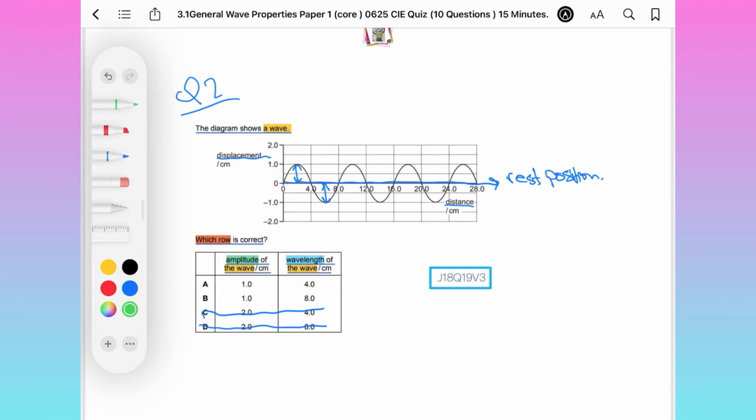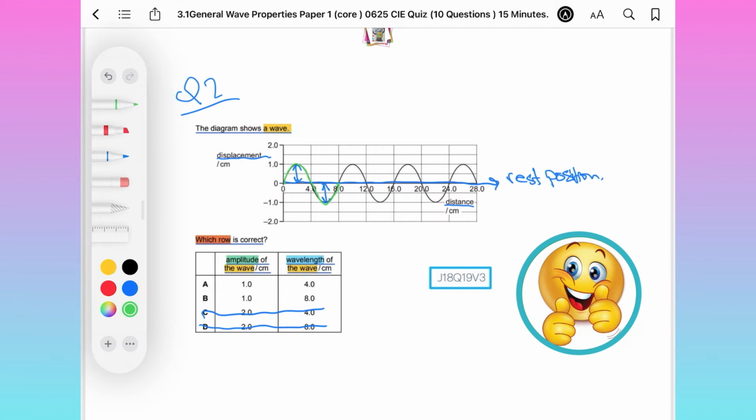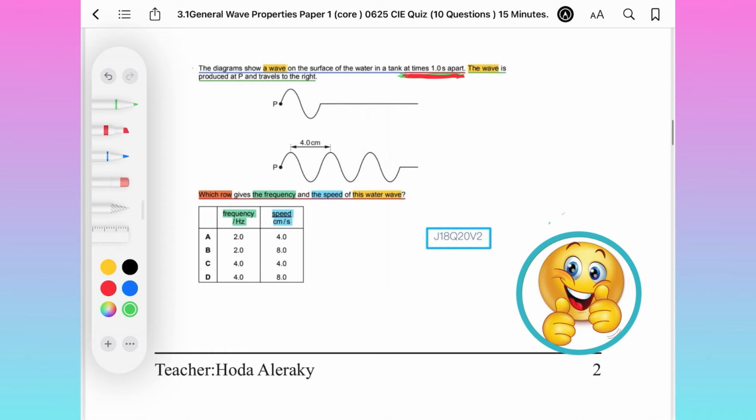How can you find the wavelength of this wave from the graph? The distance traveled by one complete wave. So it's 8. Okay? So the answer is B. Question 3.